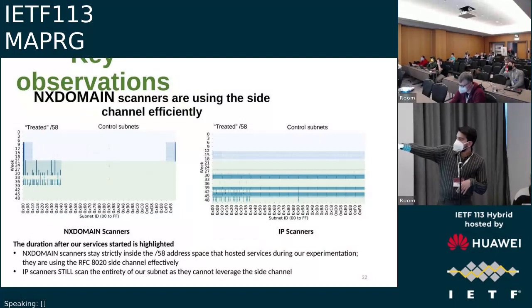Because to basically cancel out every other subnet, they just need to send in one request to each of those subnets. If that returns an NX domain, they can just cancel that out. So they don't even need to check them. So for the entirety of our experiment, they only stay within that /58. And on the other hand, IPv6 scanners, they constantly search the entire 256 subnets, trying to look for new addresses. So this basically tells us that the RFC 8020 semantic is actually being exploited by a lot of scanners right now, which reduces their search space by a lot.